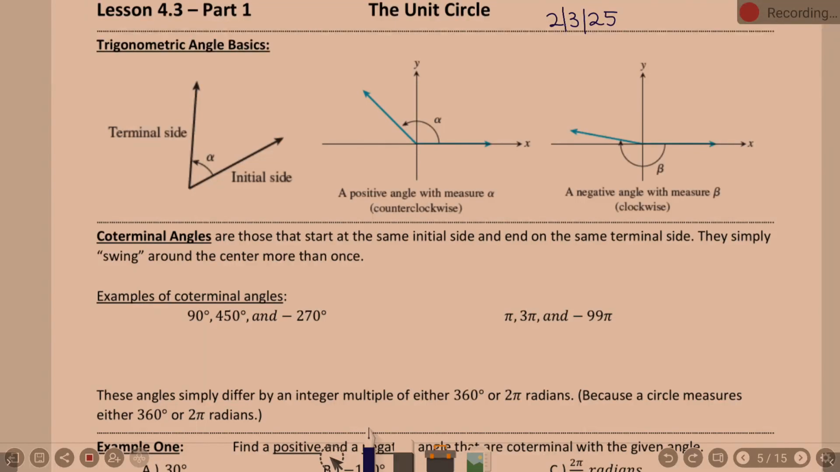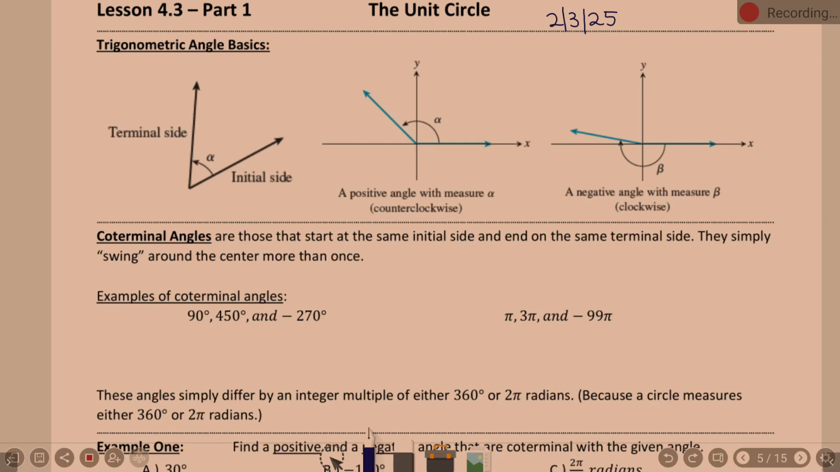Lesson 4.3, we start talking about the unit circle. So the circle you just put past the page in your notes, that's the unit circle. It's the circle graph on the sideboard in my room, right? That's the unit circle. Okay? With the unit circle, let's talk about a little vocabulary first of all.